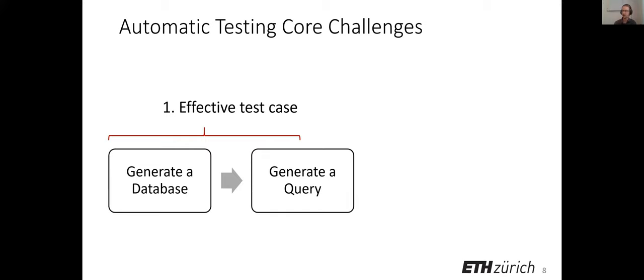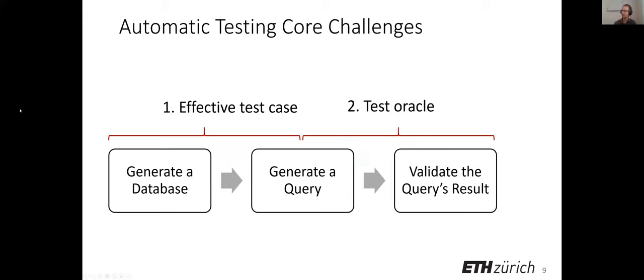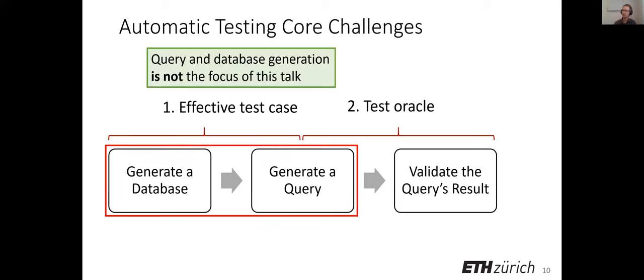In order to explain this, I first want to explain the challenges of automatic software testing in general, and also specifically here in the context of testing database management systems. So the first ingredient is that we need an effective test case that has the chance to expose a bug in the database management system. For this, we basically have two components. First, we need to generate a meaningful database, and then we need to generate a meaningful query. And the second ingredient is that we need a test oracle that can decide whether the query's result is as expected or not.